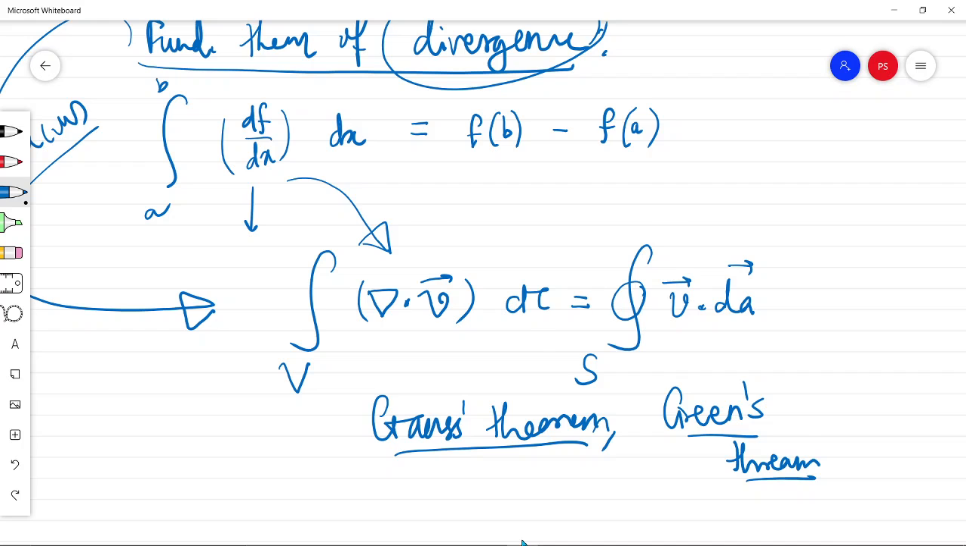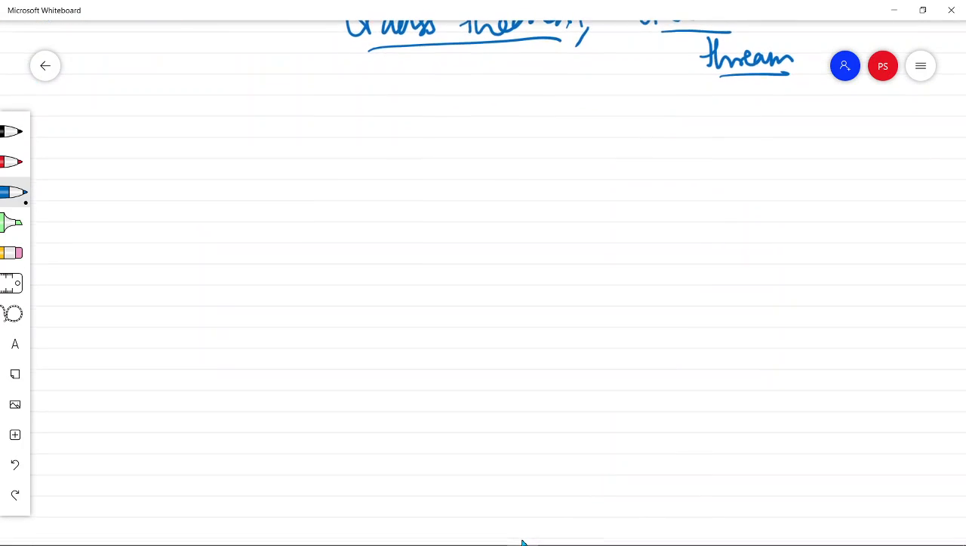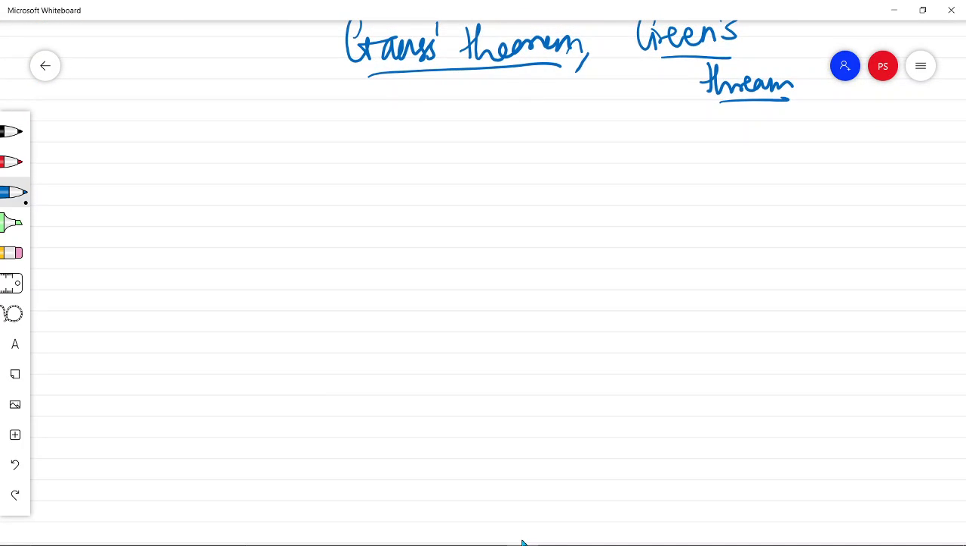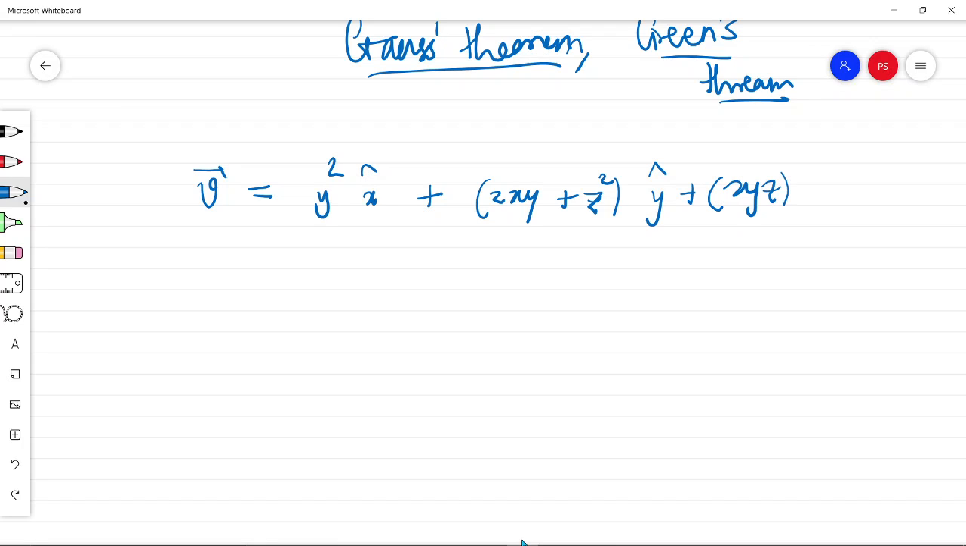In order to check this, we can have an example where the vector function v bar mentioned in the theorem is given as y squared x cap plus (2xy plus z squared) y cap plus 2yz z cap. So we can readily check the left hand side.